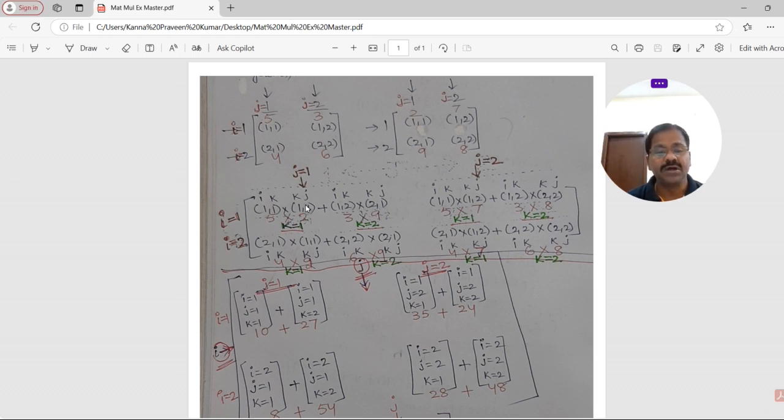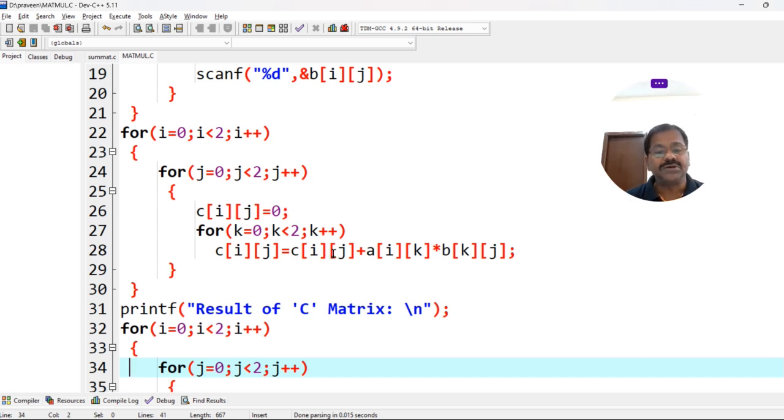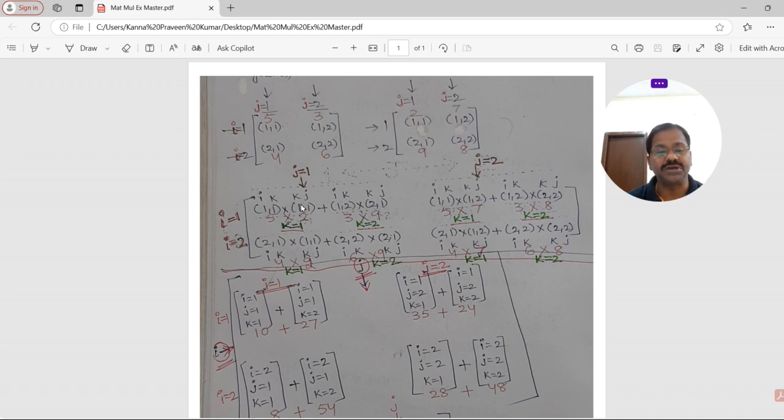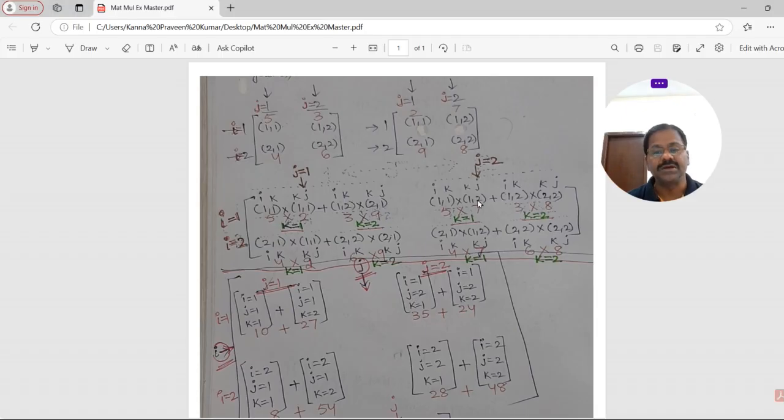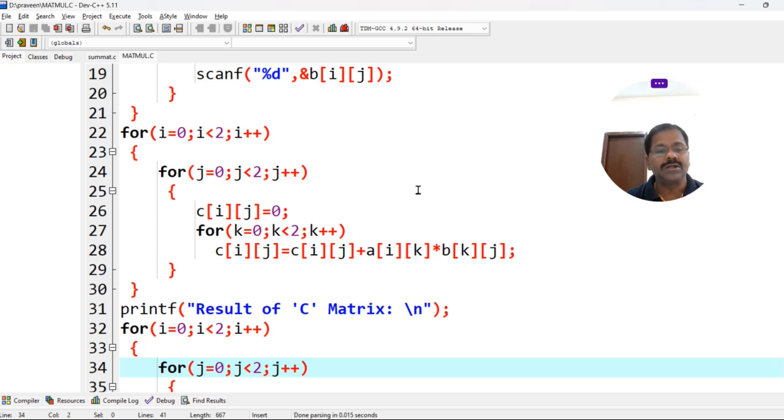At the time J is, you see here, I0, J0, K0. Next K is 1. Then this loop will be iterated 2 times. Then we will get these 2 values, K is 0, K is 1. After that, J will be incremented. I is 0, J is 1 only. That means we are going to enter into the second column. In the second column, K loop will be iterated 2 times. You see here, K loop first iteration, K loop second iteration. Then 2 times iterated, 0 time and first time.